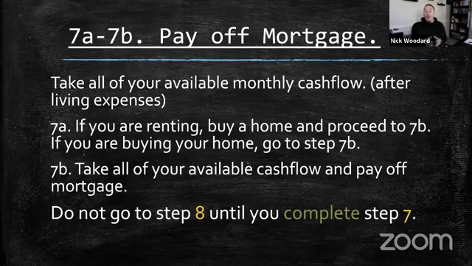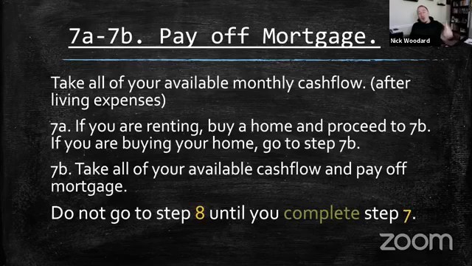And it says if you're buying a home, go to step 7B. So step 7B says take all your available cash flow and pay off your mortgage. Remember, I told you earlier, we are helping people take a 30-year mortgage and pay off their house in 10 to 12 years, 15 years. Shoot, if you could pay a 30-year mortgage off in 20 years, that's still a win. But you got to have the strategies.